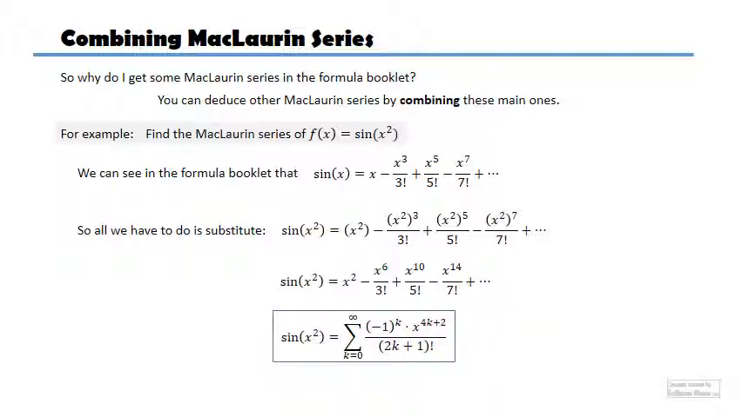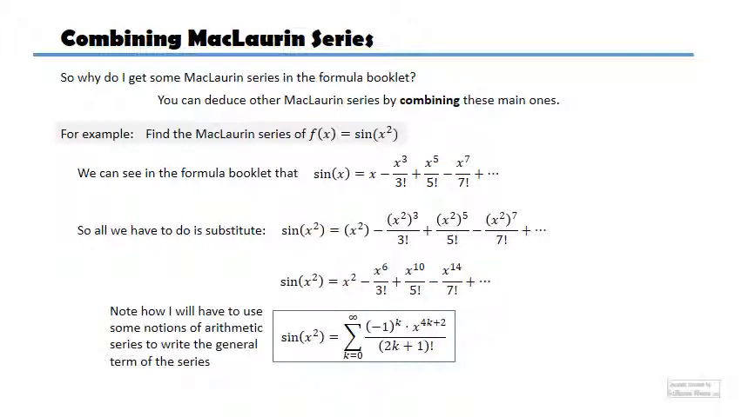Now, in order to do this, just look at these numbers and realize, hold on, I'm just adding 4, right? And this one here, I started at 1 and I keep adding 2. Aren't these just arithmetic series? Think about that. You're going to be using arithmetic series to find a general term for these MacLaurin series.